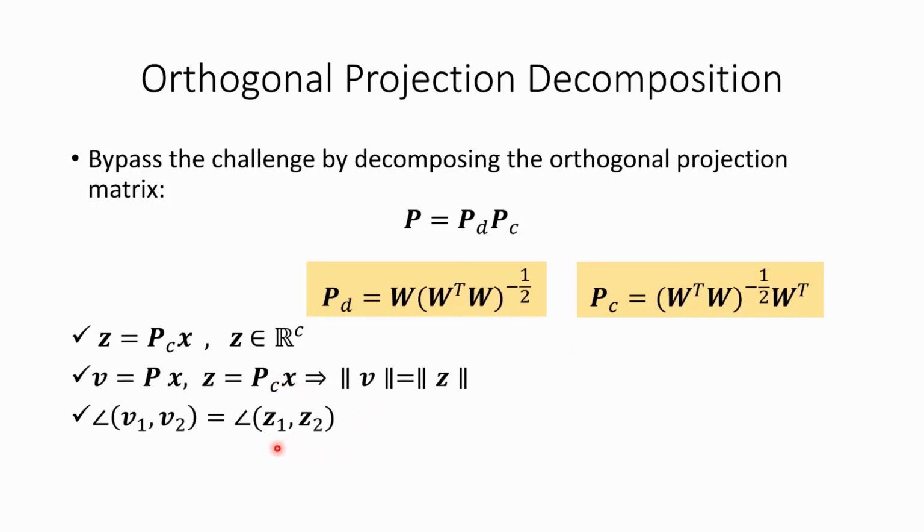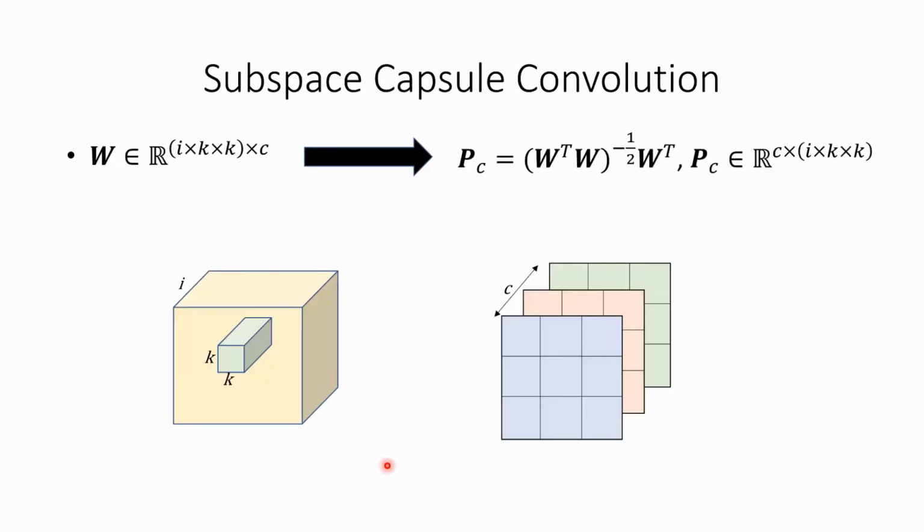So we can move between different dimensionalities of a space, we can preserve the norm of the capsule vector, and also we can keep the relation between the capsule vectors. We also extend the idea to bring in the idea of weight sharing in the convolution into the subspace capsules.